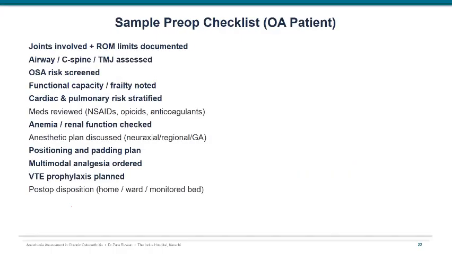So these are all the things which we have earlier discussed. Pre-operatively, we should document the joints which are involved. We should assess the airway, C-spine and temporomandibular joint. Functional capacity should be assessed. Cardiopulmonary risk should be stratified. Anemia and renal function should be checked and optimized. A positioning and padding plan should be there. Multimodal analgesia is ordered, and thromboprophylaxis, as we have discussed previously.